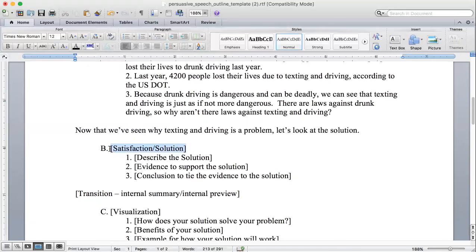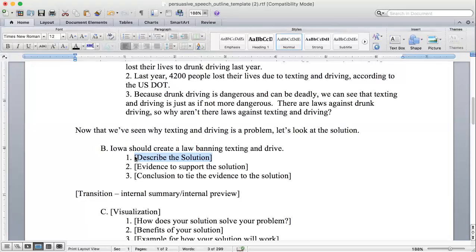So the solution, we're going to say, Iowa should create a law banning texting and driving. Yes, I am aware that Iowa already has a law for texting and driving. I said this is just for example purposes. So in this step, we are really describing the solution, and we're going to describe it in a lot of detail. So we're going to talk about every little bit and piece as to what this law would look like.